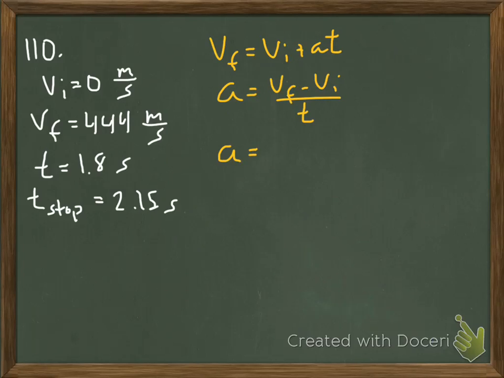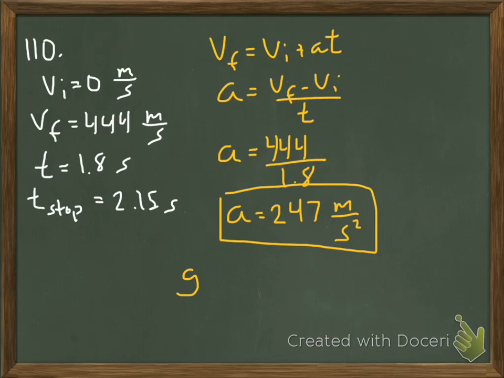So for the acceleration for speeding up, we can use this equation, rearranged for a, except when we plug in our t, it's just going to be the speeding up time. And now we have our acceleration for speeding up. The question also asks to compare it to the magnitude of gravity. Gravity is 9.8, so this is 247.